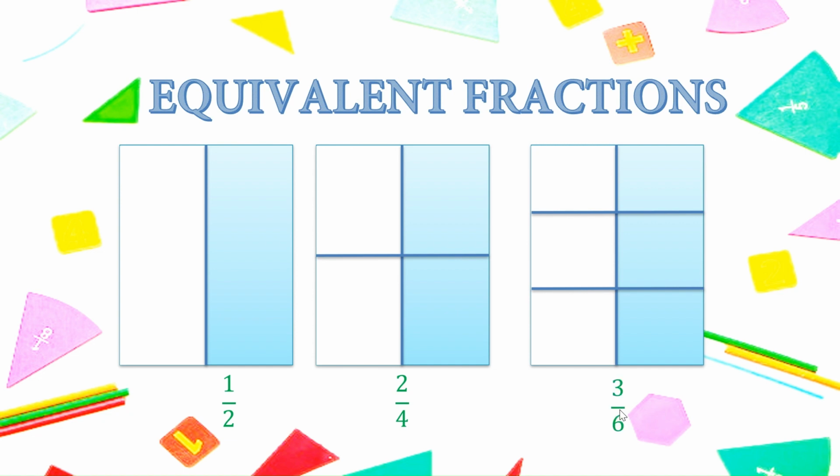But the initial paper we have taken is the same in all cases, which means the shaded part in all the cases is the same. So all these fractions we have written will represent the same shade of the paper. So these fractions are equivalent. They are representing the same thing. First thing is 1 upon 2, and for that 2 upon 4 is also the same, and 3 upon 6 is also the same. So these fractions will be equivalent.